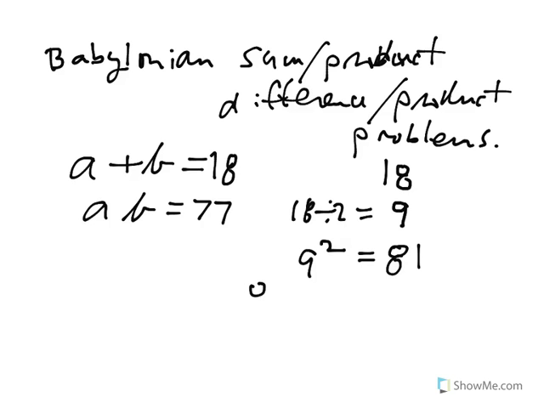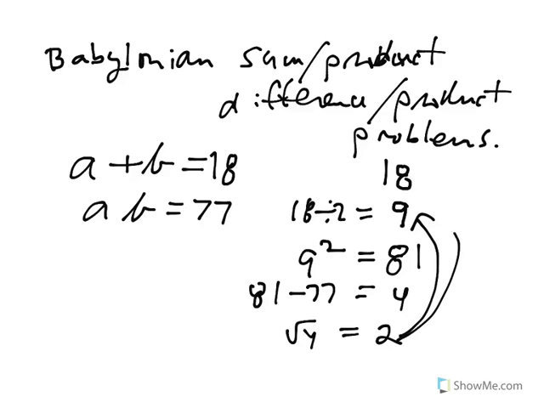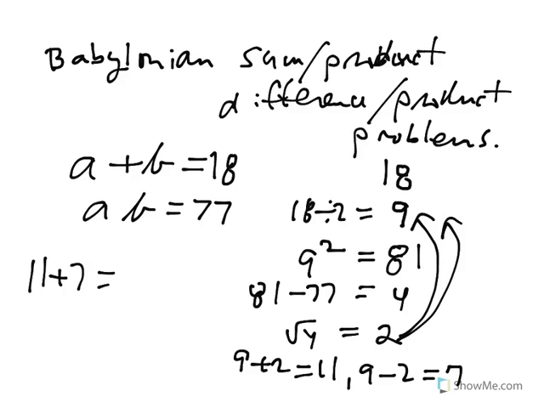Now take that 81 and subtract 77 from it to get 4. Now take the square root of that 4 to get 2. And add the 2 to the 9 and also subtract the 2 from the 9. So 9 plus 2 equals 11, 9 minus 2 equals 7, and those are the two answers. 11 plus 7 is 18, and 11 times 7 is 77.